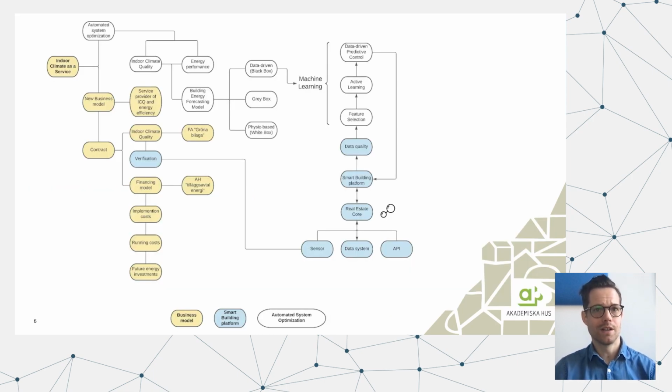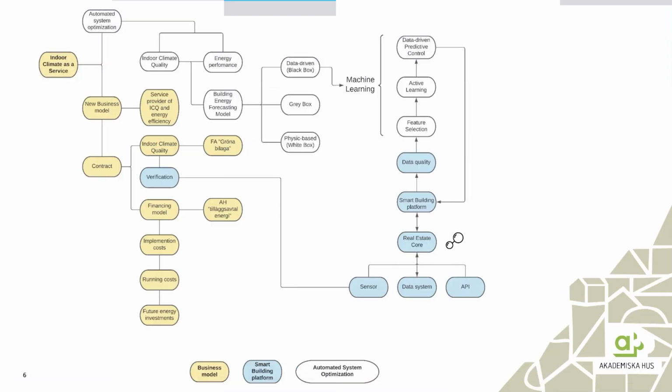The whole process and the concept, including the business model, the smart building platform, and AI for system performance optimization, are visualized in this picture. The process starts by defining the indoor climate and contracting the service. That is shown in the yellow section on the left side. The indoor climate is defined in every contract depending on the user's need and the building technical potential. It's typically a minor part of the whole spectrum of indoor environmental quality.